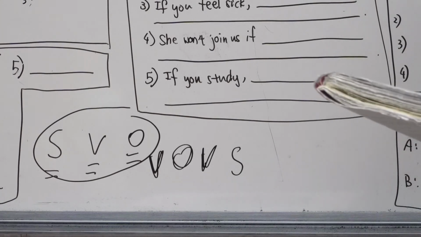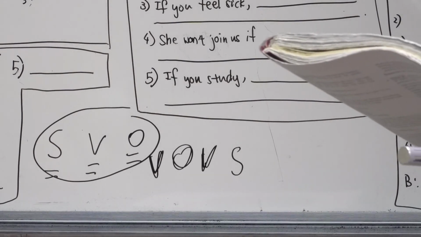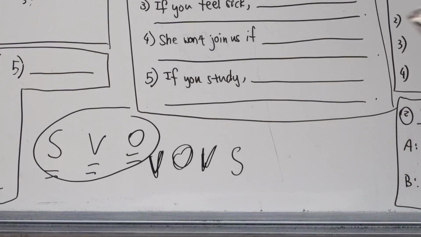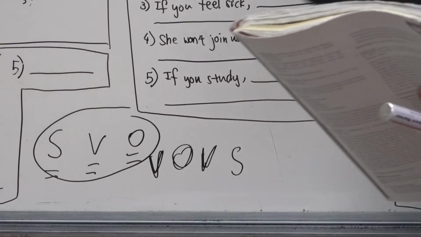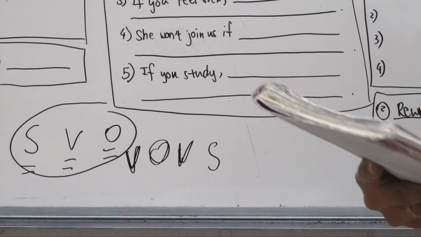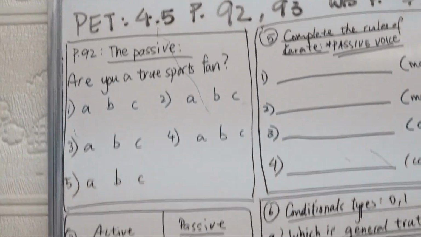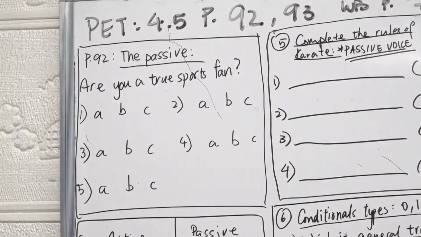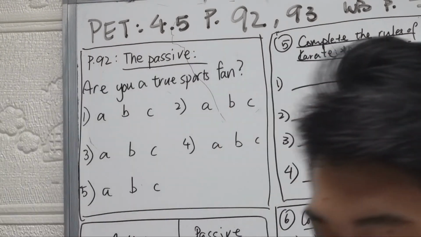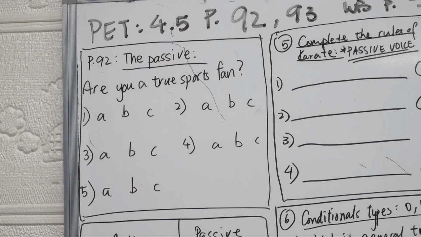For page 91, page 92, exercise 1, it should be the passive. It's a listening exercise. Can someone read the question? The big blue question. Maybe Kotik: are you a true sports fan? Right, we know from this title, this is going to be about being a sports fan. Let's listen to the recording and see if we can answer the questions together. But before we do that, let's go through the questions, number 1 to number 5.